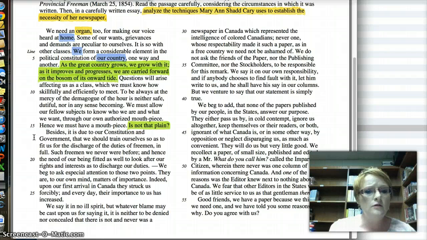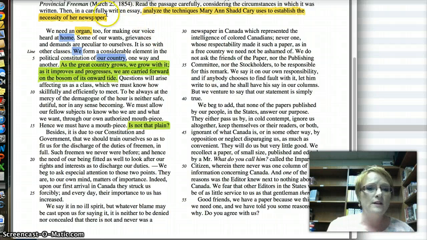"Besides, it is due to our Constitution and government that we should train ourselves so as to fit us for the discharge of the duties of free men in full. Such free men we never were before, and hence the need of our being fitted as well to look after our rights and interests as to discharge our duties. We beg to ask especial attention to those two points. They are, to our own mind, matters of importance. Indeed, upon our first arrival in Canada, they struck us forcibly, and every day their importance to us has increased."